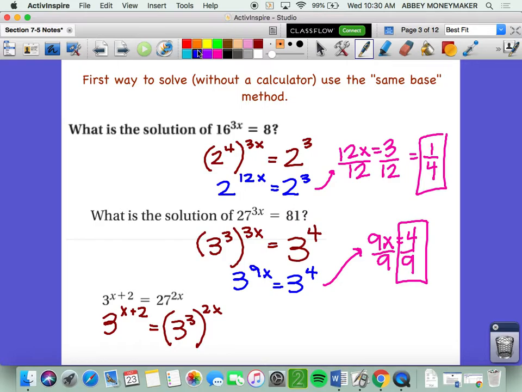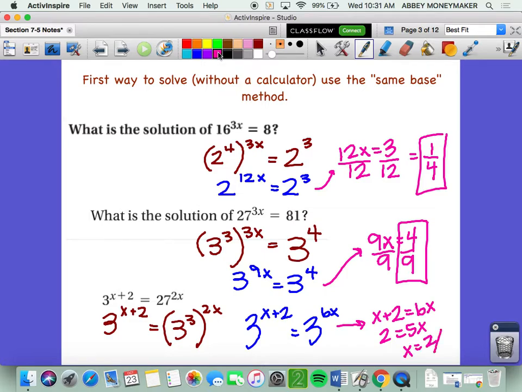Once you have your answer, as always, what should you do? Check with a neighbor. Did y'all get 2/5? Yes. Fantastic. Little operations here, but nothing too crazy. Are we okay? Do we feel confident with the same base method?